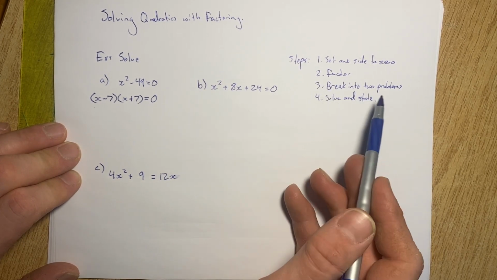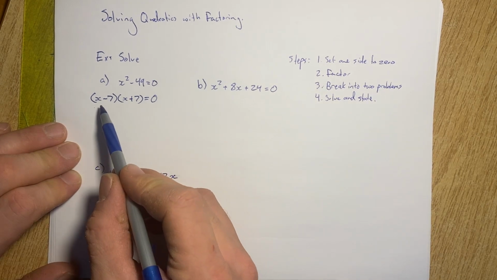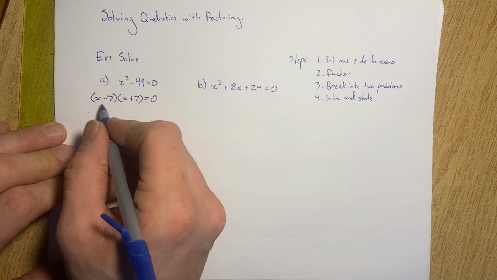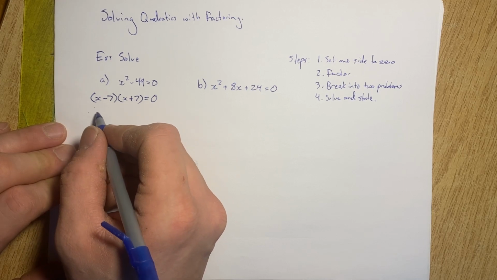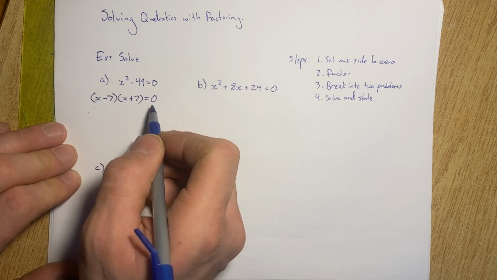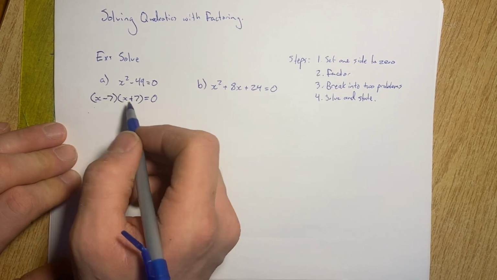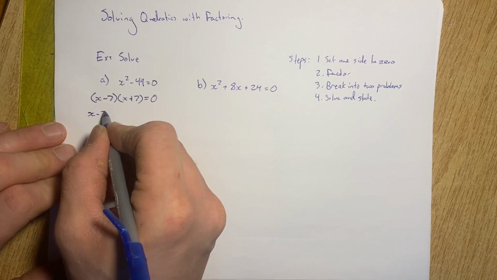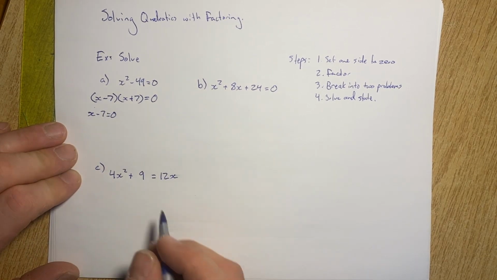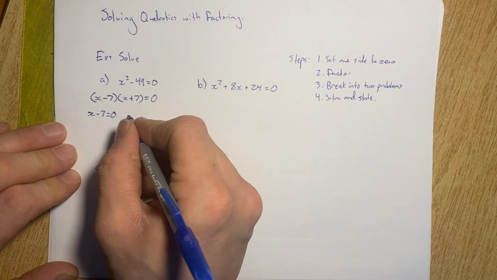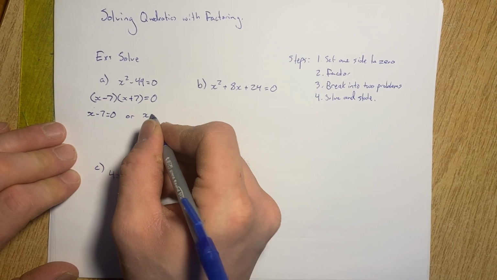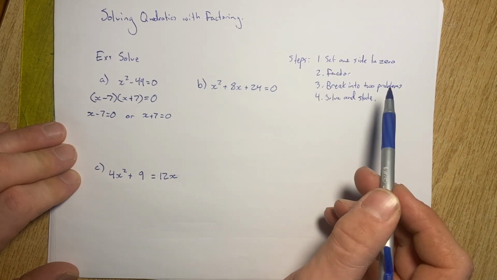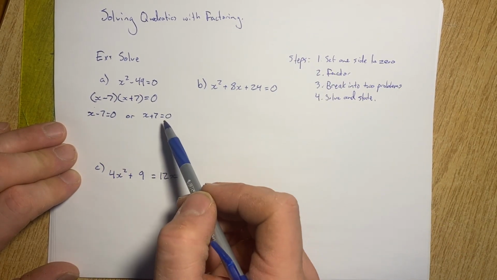Step 3, break it into 2 problems. So I have 2 factors, and these 2 factors are 2 problems. Each problem is what happens when the factor is equal to 0. Because I have something times something else equal to 0, that means my solutions are whenever these things are zeros. So I write it out by writing the factor and setting it equal to 0. That's one of the solutions here. The other solution is the other factor equal to 0. And now I've broken it into 2 problems. There's that problem and that problem.